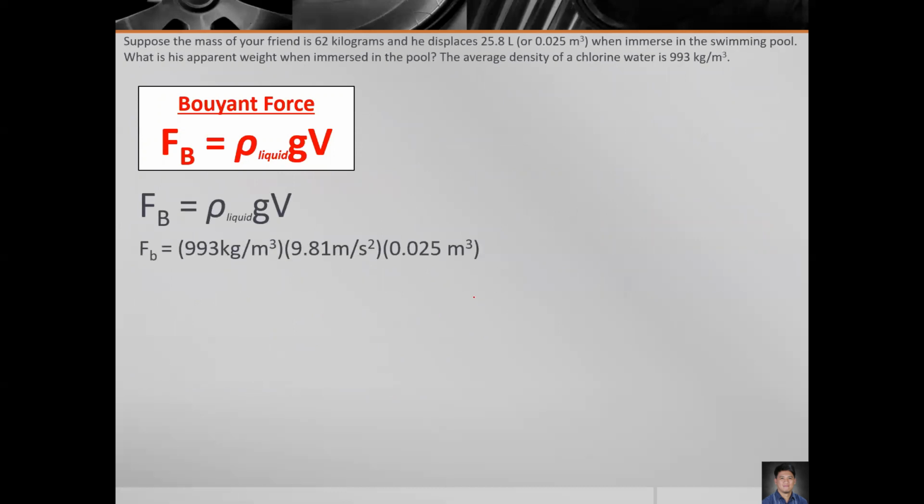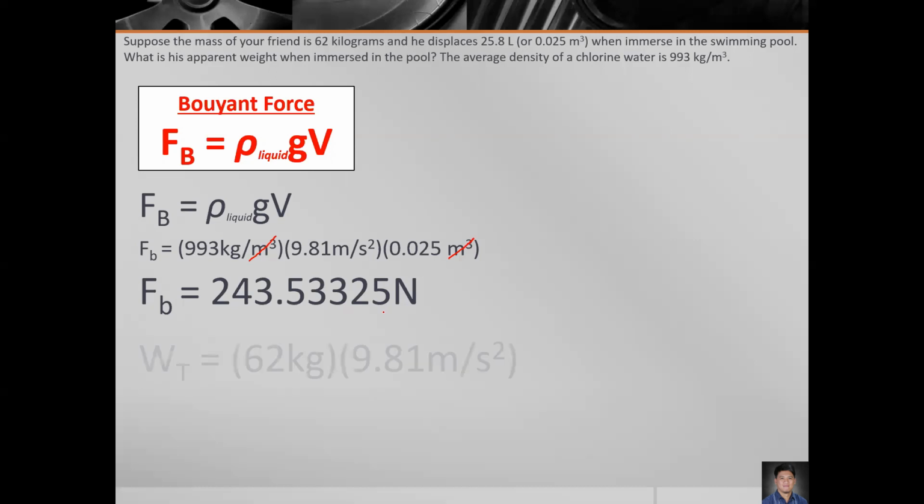So substitute, the density is 993 kilograms per cubic meter. Then the gravity is 9.81 meters per second squared. Then the volume is 0.025 cubic meters. So we will use this since it is the counterpart of our density. So cancel the cubic meter. Then multiply these three, we can have a value of 243.53325 Newtons. And that is our buoyant force.